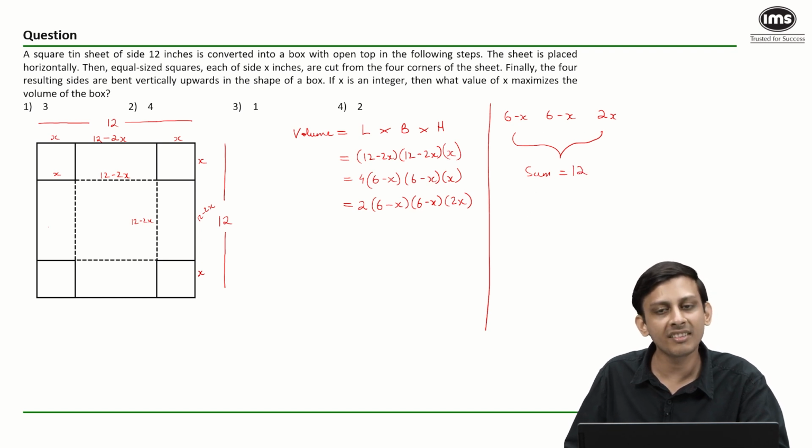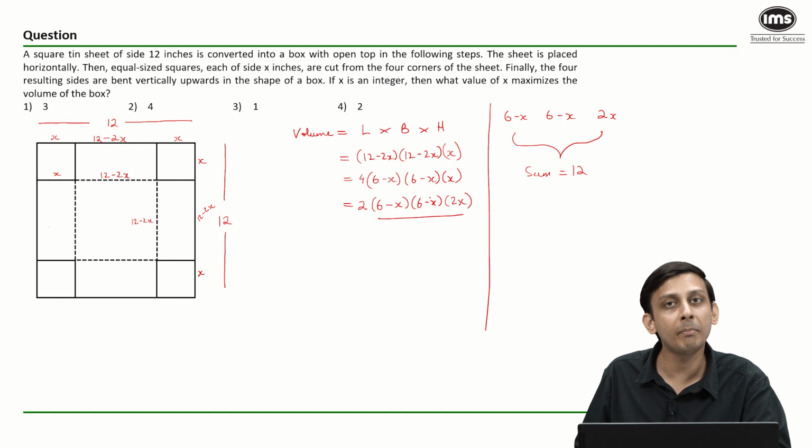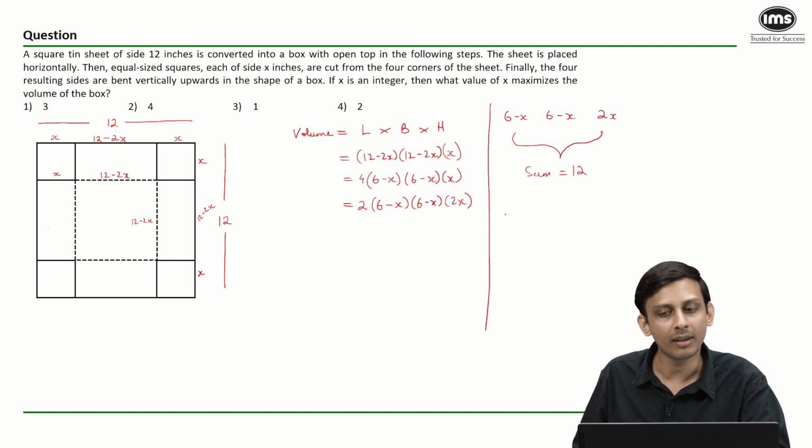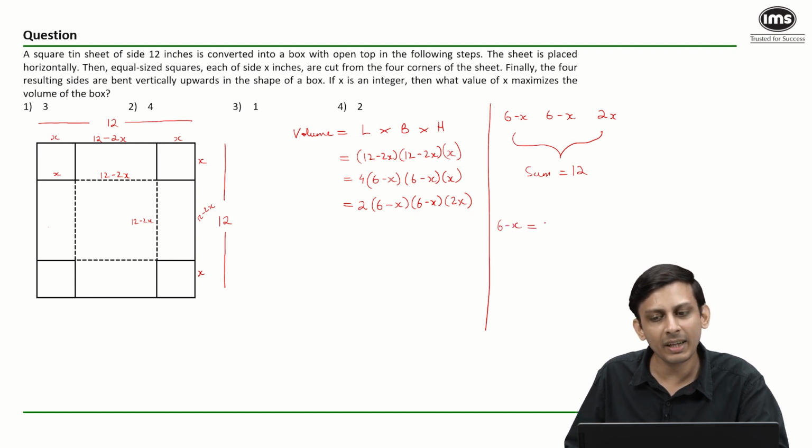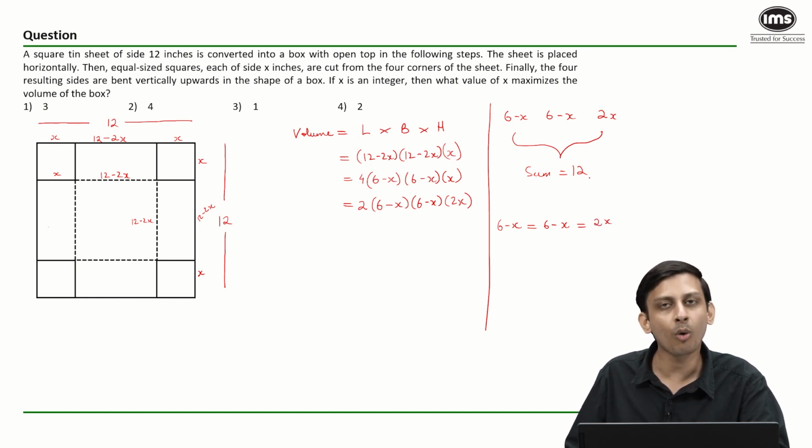And when there is a constant sum, the product of these values will be maximum when the values are equal. Okay, so for maximum product here, for maximum volume here, we will take 6 minus x to be equal to 6 minus x and both of them to be equal to 2x. When the sum is constant, the product is maximum when the values are equal. And therefore, if 6 minus x is equal to 2x, we will get that 3x is equal to 6. Therefore, x is equal to 2. x is equal to 2 will maximize the volume of the box. Therefore, the answer is option 4.